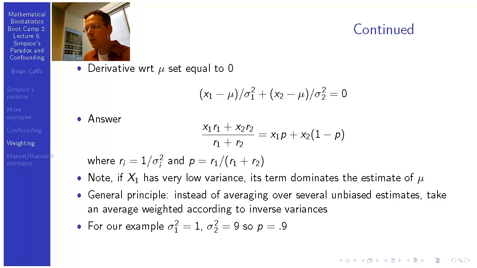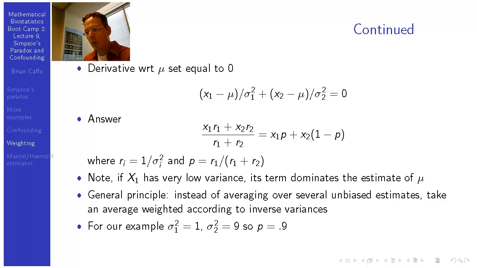Well, the answer in this case is that we want to weight by the inverse of the variance, giving high variance measurements low weight and low variance measurements high weight, which to me then makes a ton of sense. So at any rate, the general principle: instead of averaging over several unbiased estimates, take an average weighted according to the inverse of the variances. And this is so ingrained in statistical practice now that people do it without thinking. They don't go through this exercise of deriving maximum likelihood equations.